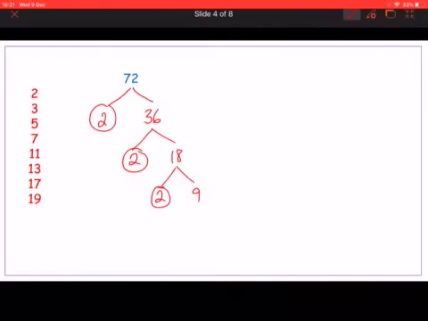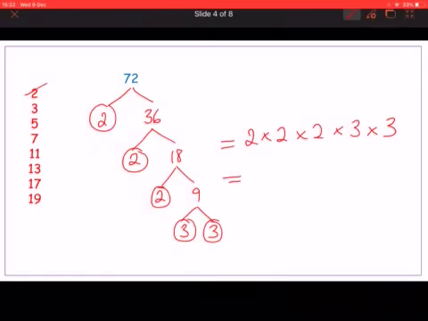Does 2 go into 9? No. So I'm going to cross that 2 off my list and I'm going to do the next prime number, which is 3. Does 3 go into 9? Yes. 3 times. And everything now is circled. So my answer here is 2 times 2 times 2 times 3 times 3. But an even better answer would be 2 to the power of 3, or 2 cubed, times 3 squared, or 3 to the power of 2.